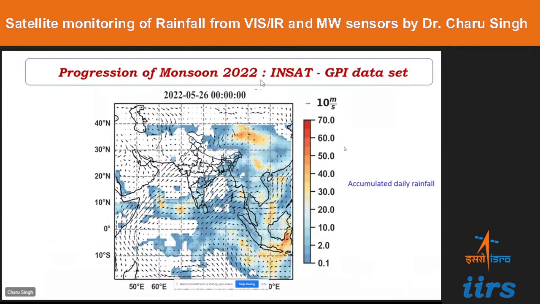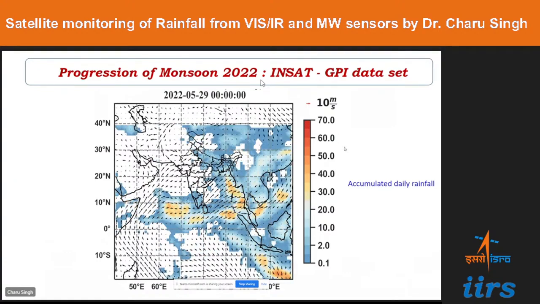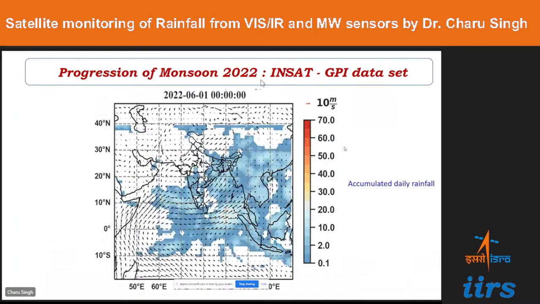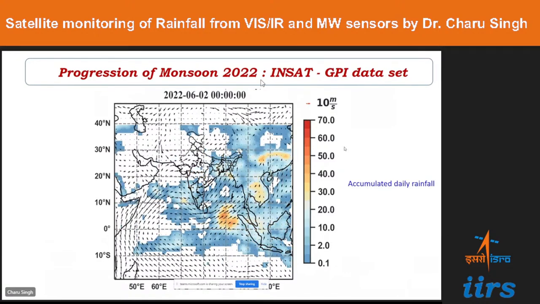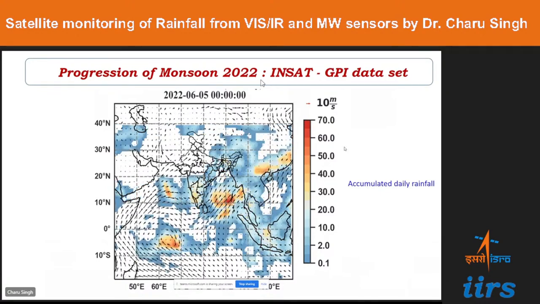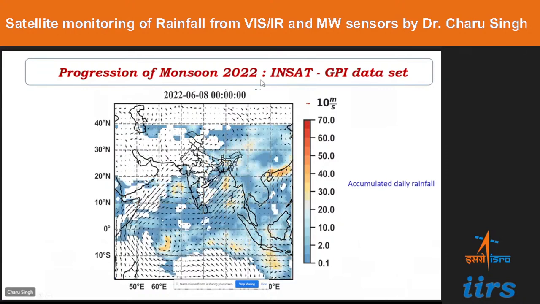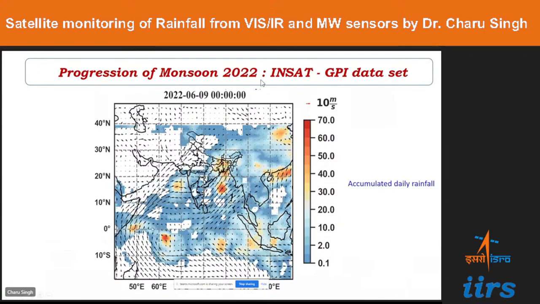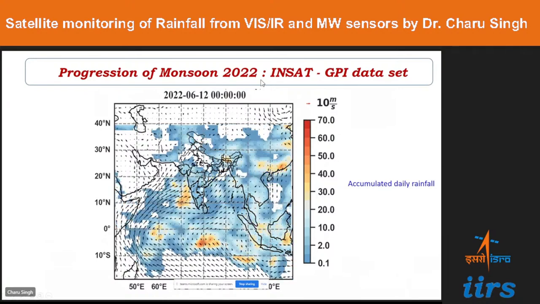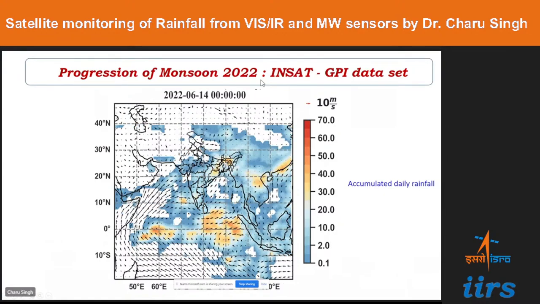So there is a further application of the satellite data set for the monitoring of the progression of monsoon. In this picture, the progression of monsoon 2022 has been shown. And here the data set from the INSAT satellite, this is a GPM data set, has been used. And this picture is basically showing the cross-equatorial flow. This is the monsoon flow, and the stronger winds are carrying the moisture over the Indian region, which is responsible for pouring rainfall across the Indian subcontinent.